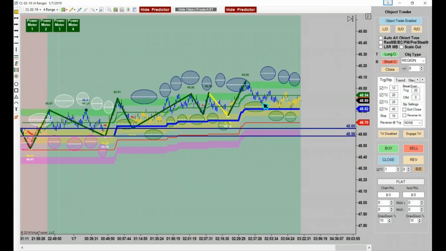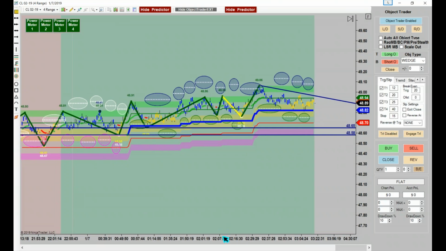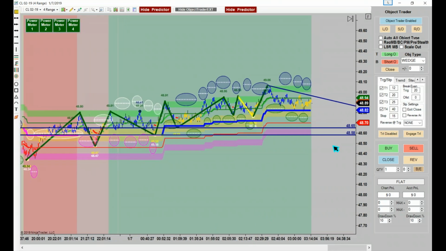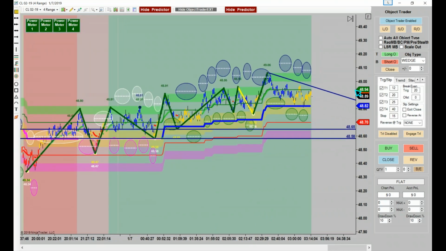And let's see, you have a thrust, retrace. So really you could draw a trend line there, couldn't you? So we could actually use wedge, something like that. And then we're going to keep moving wedge or even draw a box if we happen to keep going any lower. Okay. So let's see what we actually get on this.